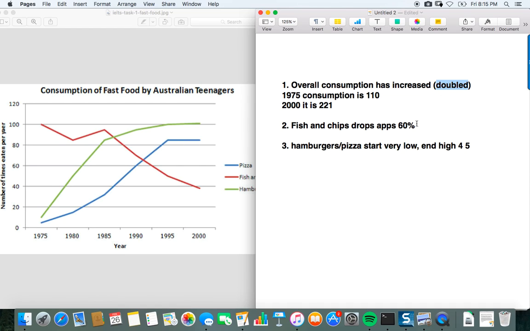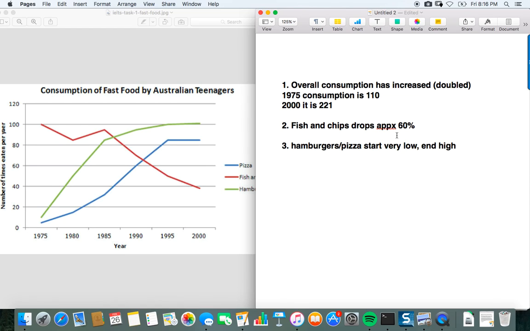So that's the main thing. After that, you notice the micro trend. First of all, fish and chips drops approximately 60%. So that's a big deal. It's about a 60% drop. That's important. You see here it drops. There's a brief rise here, and then it continues downwards. Pizza and burgers also start very low, and then they end very high. So these are the trends, all right?